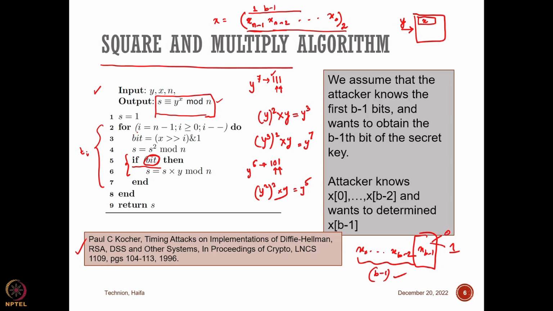There are very interesting extensions of this into other variants also, like Diffie-Hellman, which you have probably studied in the course. You can also take a look at them. Any questions till this point? Do you get the idea of how timing attacks work in general?